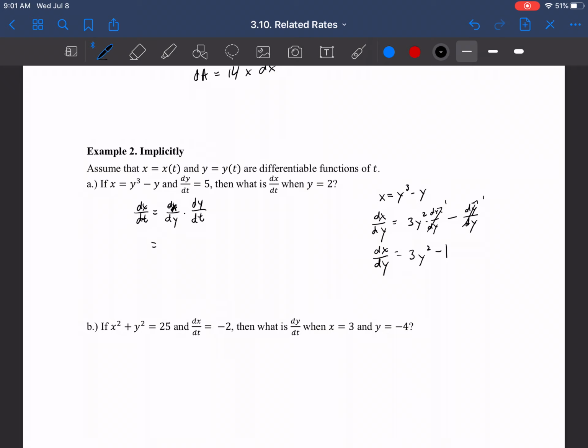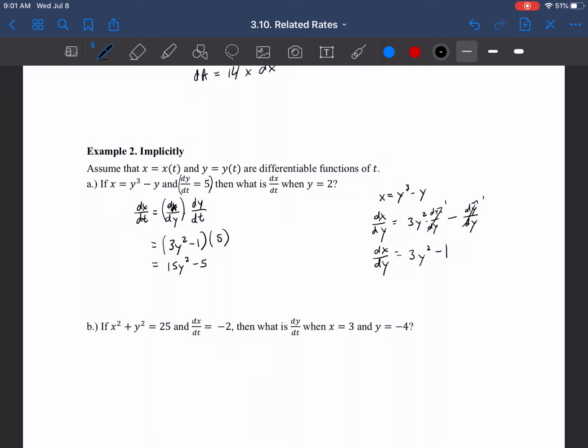So we can come over here and write it. That's the dx dy right there. So this is 3y squared minus 1, okay? And then dy dt, well, that's given to us. It's given to us right there. It's 5. So we put a 5 in there, all right? Then we can distribute. This becomes 15y squared minus 5. And then we need to plug in when y equals 2.